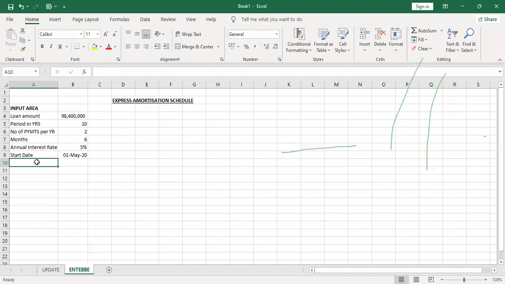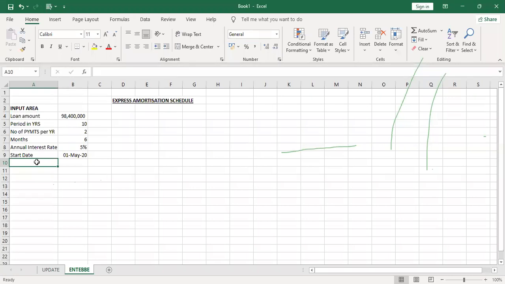Gentleman coordinator, do you see any other information we may need? Hello? Lady coordinator? Hello? Yes, sir. Do you see any other information we may need in our input area?